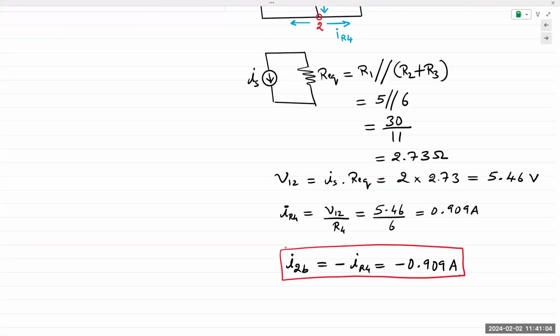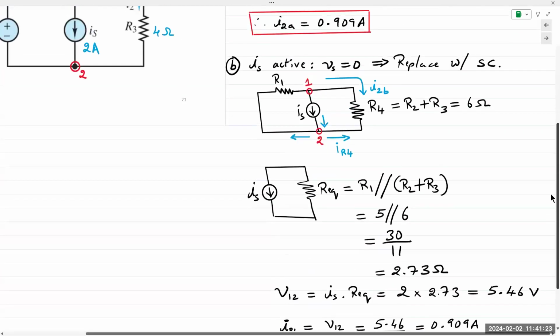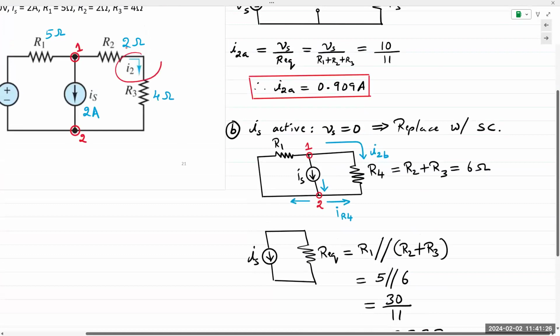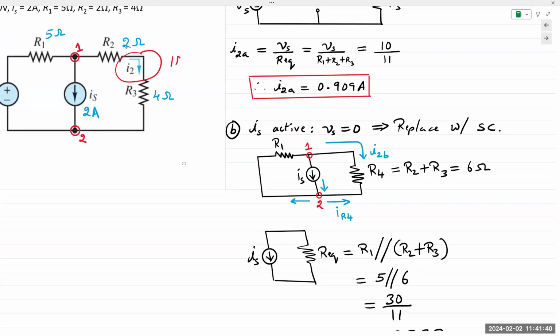Does that make sense to everyone? Again, you have to keep in mind that the current direction for IS was pointing downwards, and that's why it is minus I2B. I2B or I2 is already given to us in the original problem, in the original question. So we cannot change that direction. The direction for I2B is already given to us. So we have to note the original direction and keep that direction for the entire analysis, because that is already given to us. We cannot change that. So it's very important to note everything that is given to us in the problem.